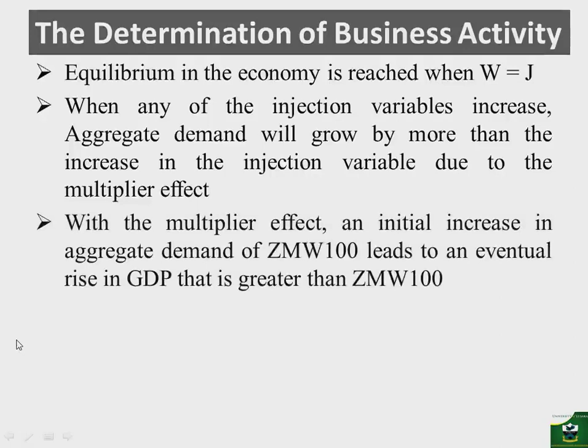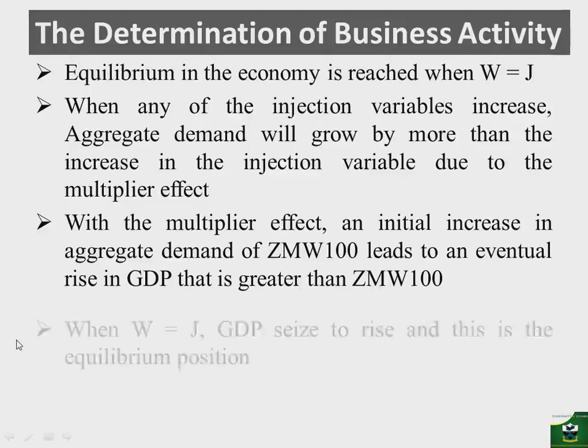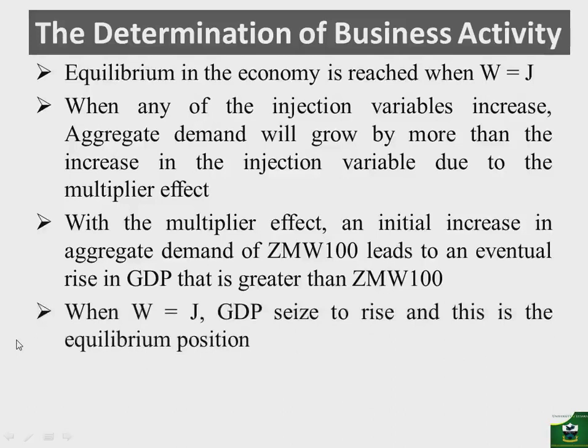So with the multiplier effect, for example, an initial increase in aggregate demand of 100 kwacha leads to an eventual rise in GDP that is greater than 100 kwacha. And this is because of the multiplier effect. Now when withdrawals equal injections, it means that GDP will stop rising, and this will be the equilibrium position.